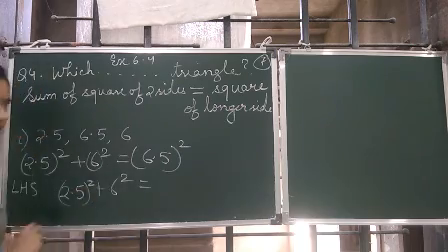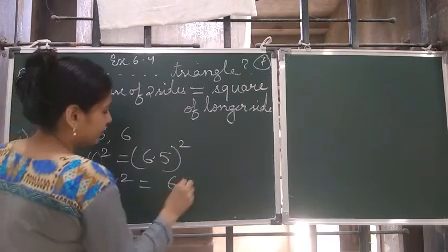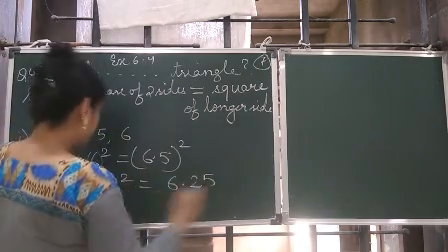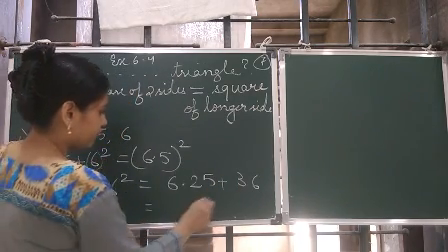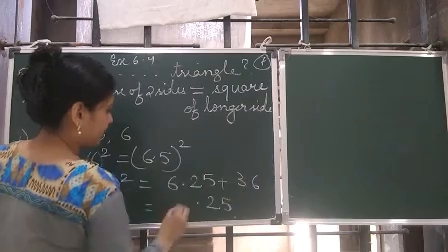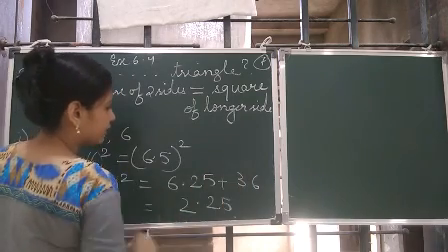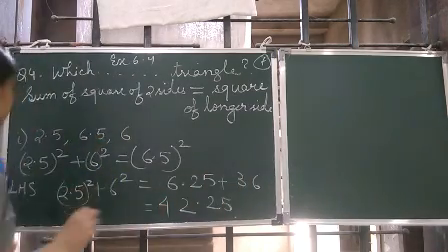2.5 square, that means 25 into 25 gives us 6.25. Plus 6 square, 6 sixes are 36. We add 6.25 and 36, it is 42.25. Okay, this is the LHS.